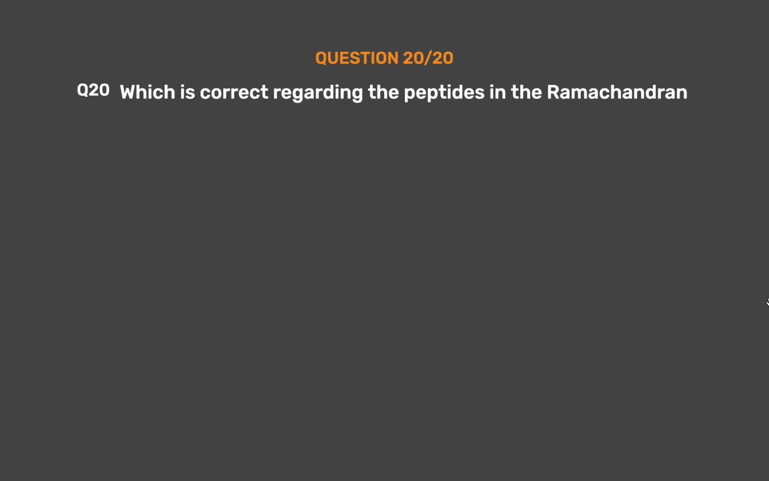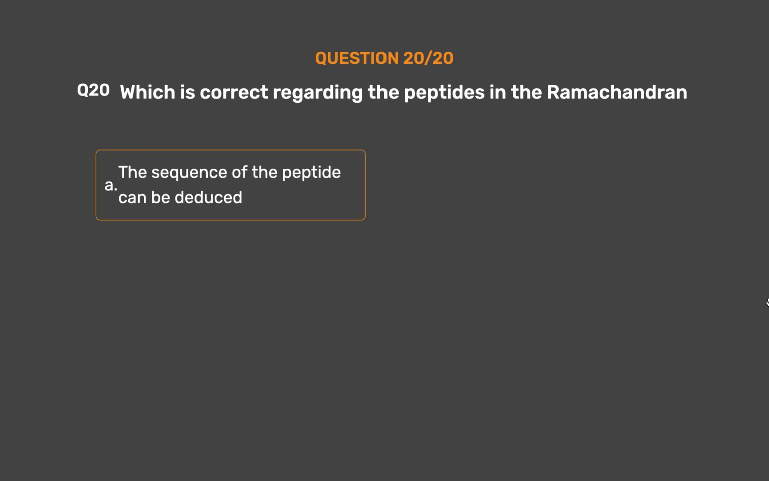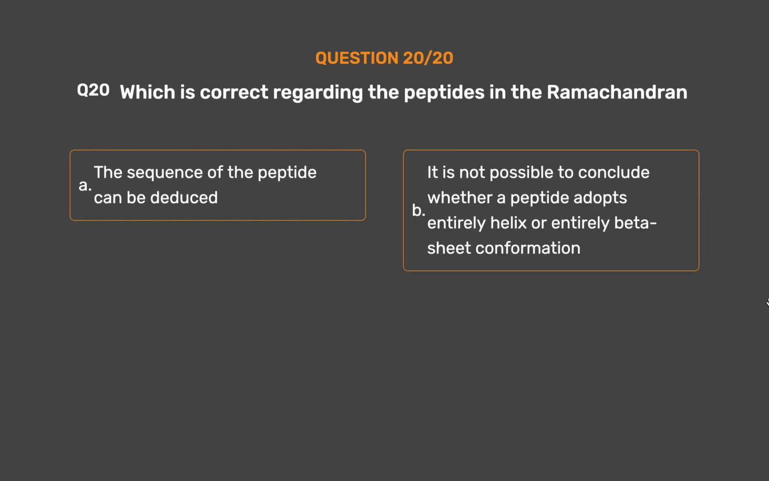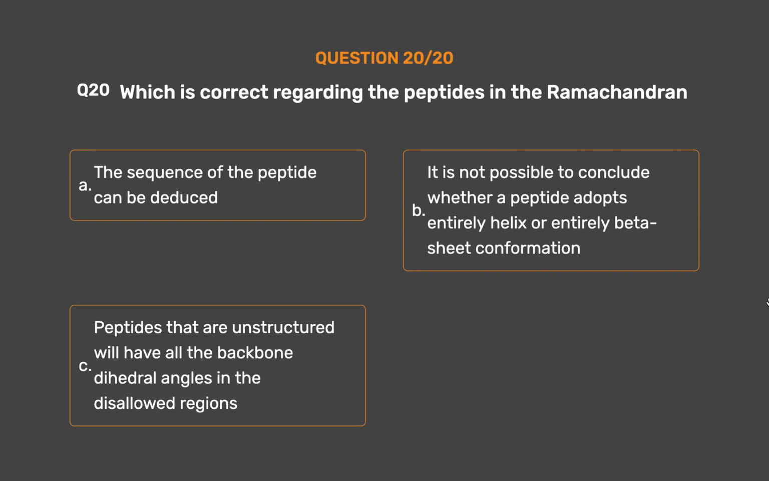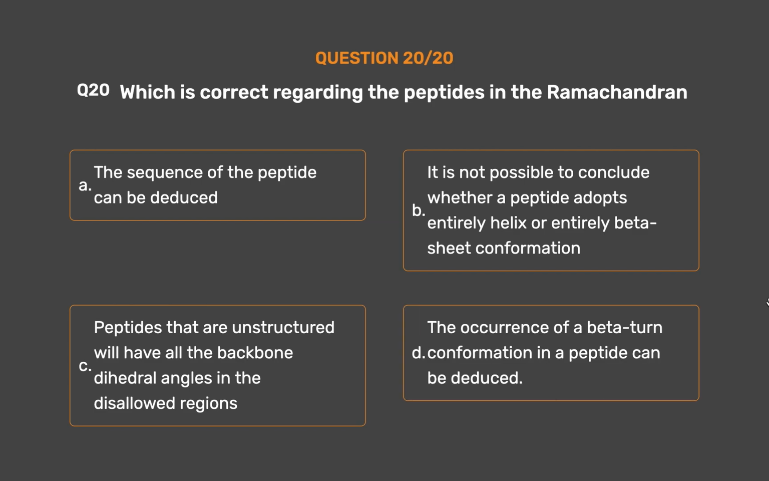Question number 20. Which is correct regarding the peptides in the Ramachandran plot? Option A, the sequence of the peptide can be deduced. Option B, it is not possible to conclude whether a peptide adopts entirely helix or entirely beta sheet conformation. Option C, peptides that are unstructured will have all the backbone dihedral angles in the disallowed regions. Option D, the occurrence of a beta turn conformation in a peptide can be deduced.